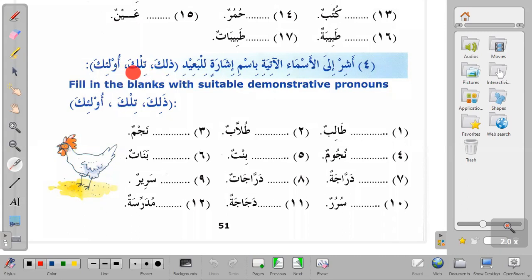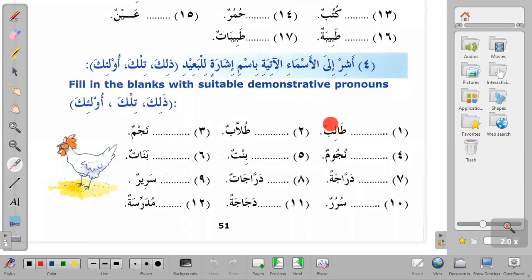So when you are dealing with asma, for example, several books lying at far away, you say tilkia kutubun. Okay, tilkia kutubun. But you say haulai kutubun. Okay, the same way when they are animals. Okay, when they are animals, we use the same thing, tilkia. We will come and use ulaika. I hope that is clear. And anything that doesn't have a reason, that doesn't have akal.